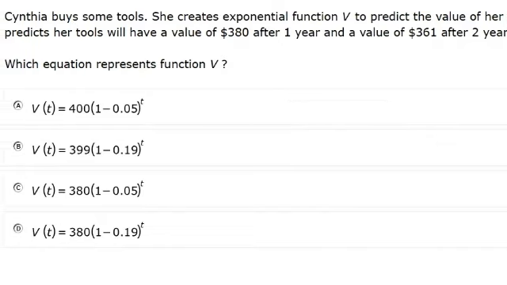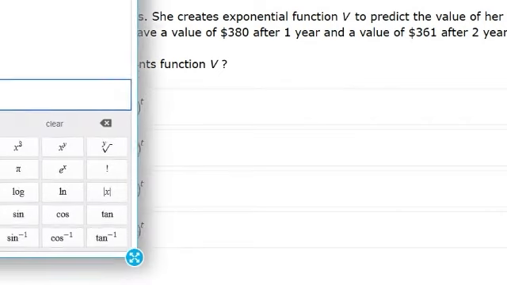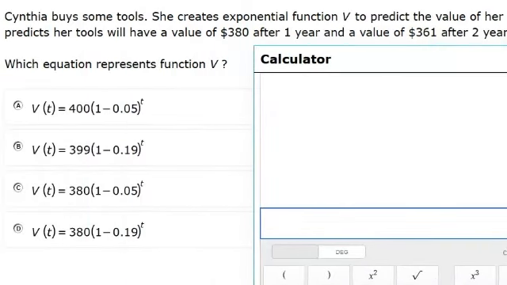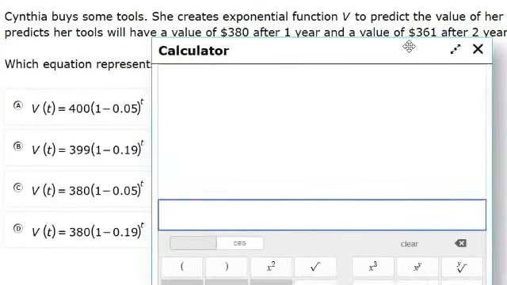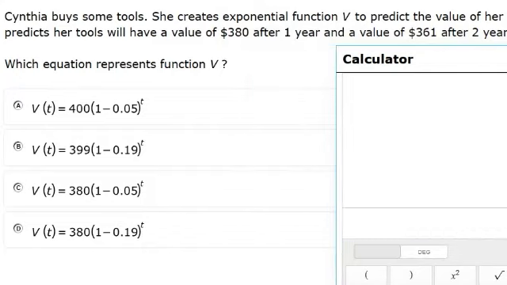Cynthia buys some tools. She creates an exponential solution V to predict the value of her tools after 2 years. She predicts her tools will have a value of 380 after 1 year and a value of 361 after 2 years. Plug these in with 1 and 2. If you plug in 1, what should be the answer? 380. Check it quick. It's kind of glitchy.